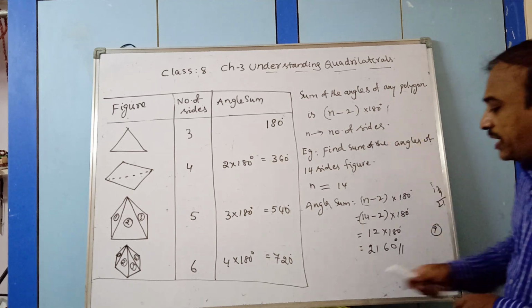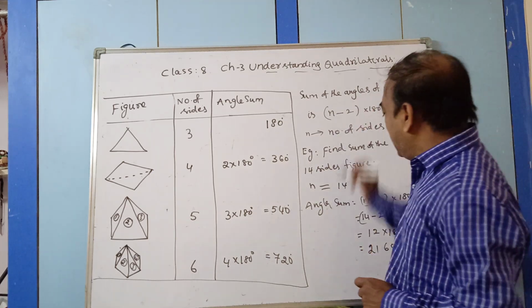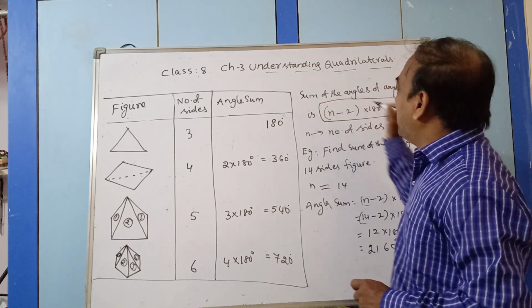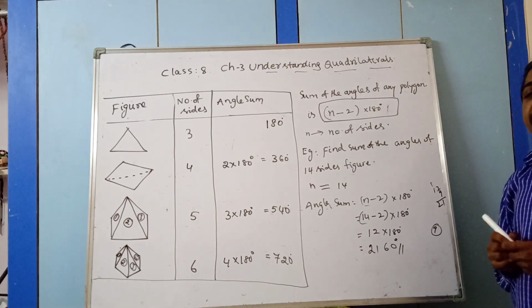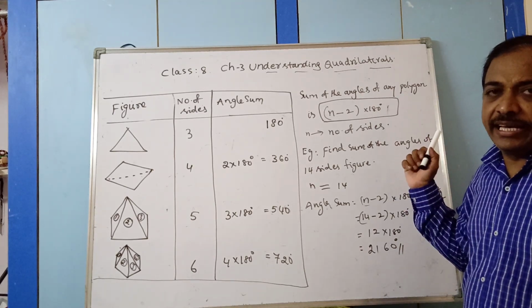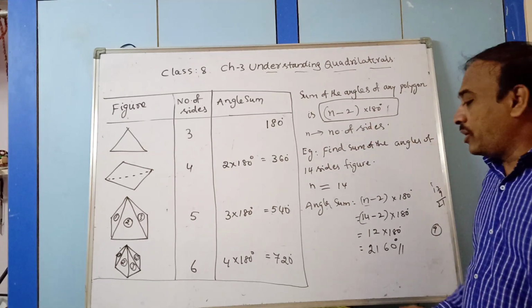So which is the formula here? The sum of the angles of any polygon is n minus 2 into 180 degrees. This is the formula which you need to highlight. Is it clear, children? The sum of the angles of any polygon.